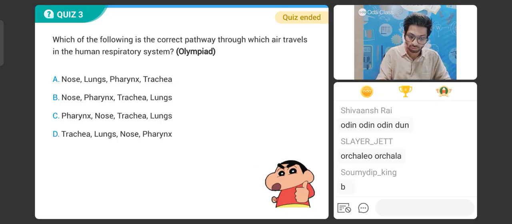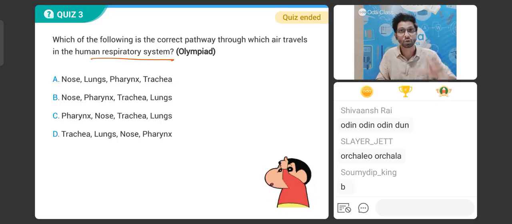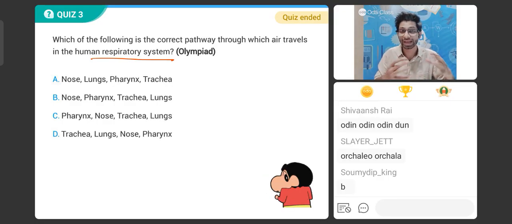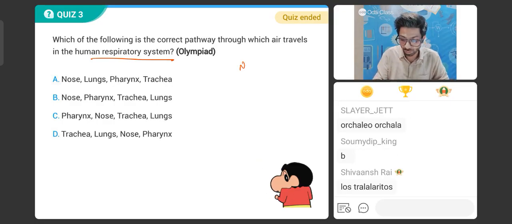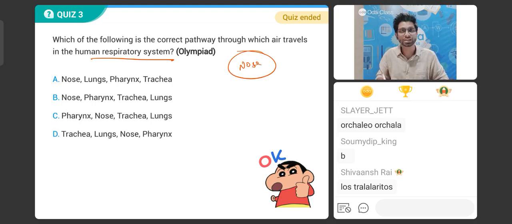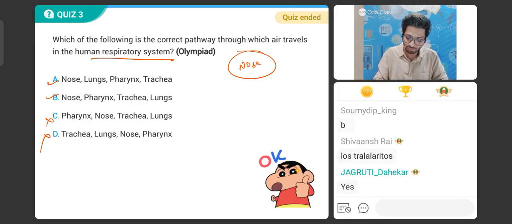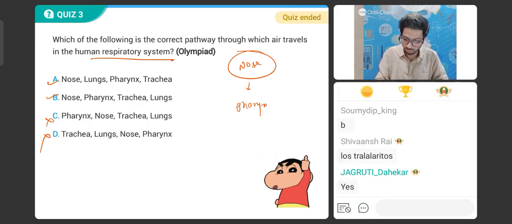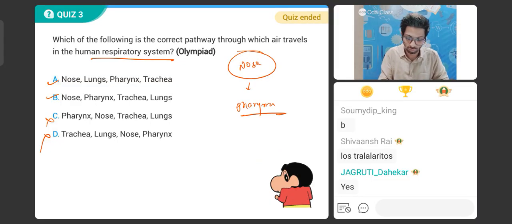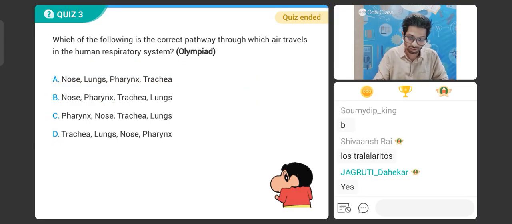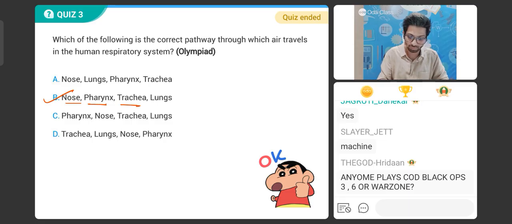Now, the human respiratory system. We know that first the air is passing through our nasal cavity or our nose. Whenever you are breathing, the air passes through your nasal cavity or your nose. So there are two nose options here. So option C and D are incorrect. After passing through your nose, the air will go to our pharynx, our throat. So the correct option here is option B: nose, pharynx, windpipe, and lungs. This is the correct pathway for the air to travel in our respiratory system.